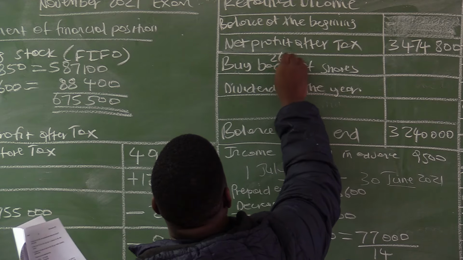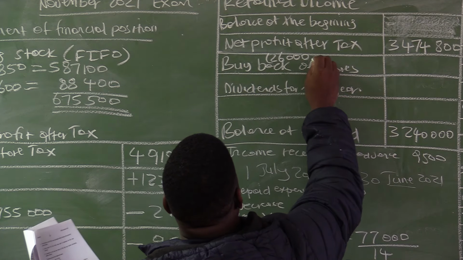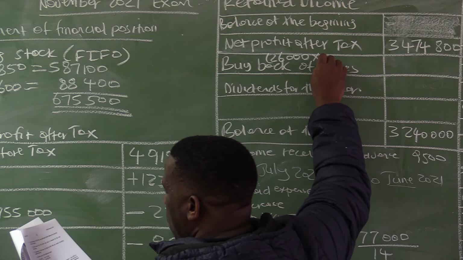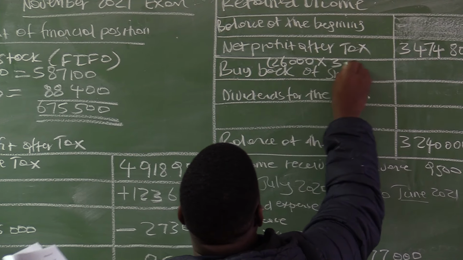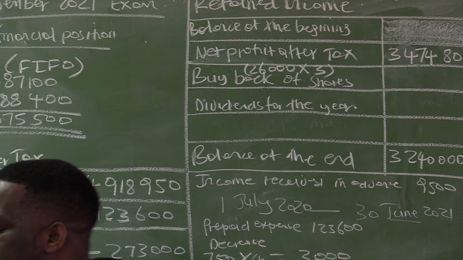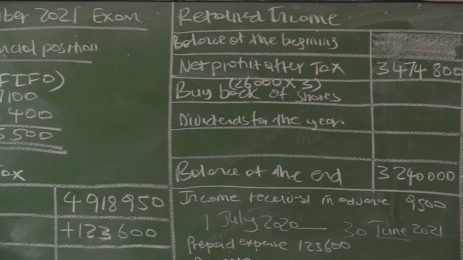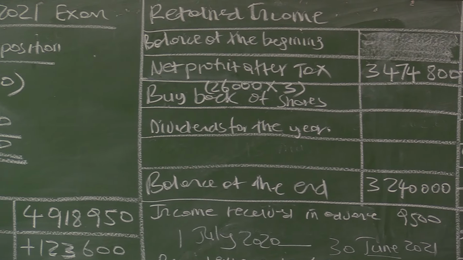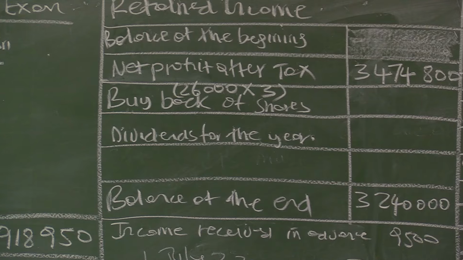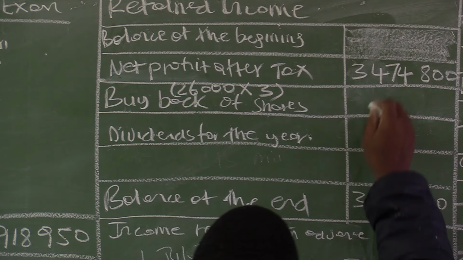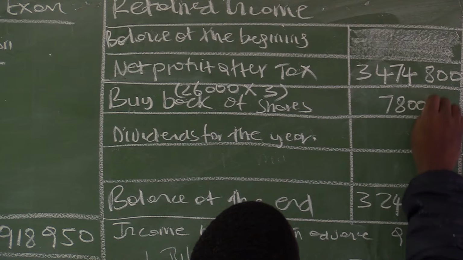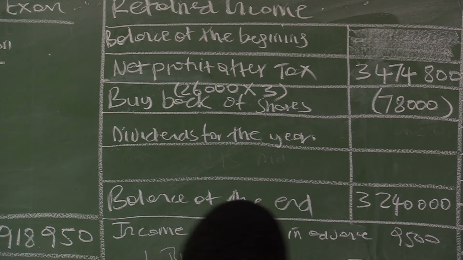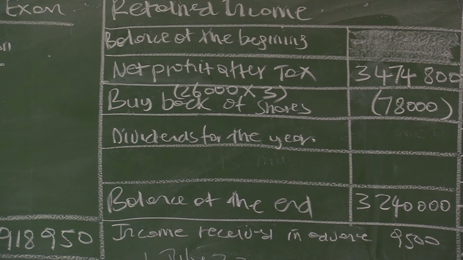So it is 26,000 multiplied by the above average. 26,000 shares were repurchased at 3 rand above average. So let's calculate this. 26,000 multiplied by 3 equals 78,000. Our above average is 78,000, right?